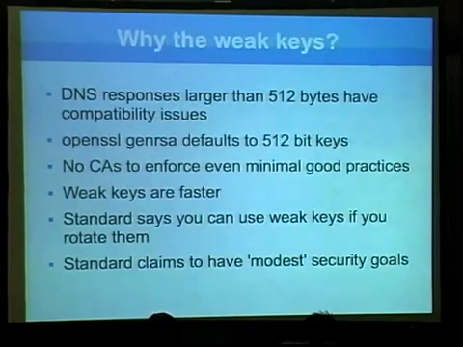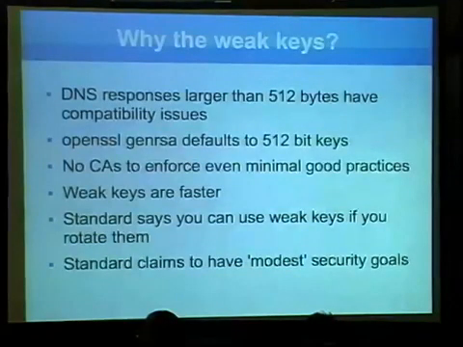So, why would people use these shitty keys? DNS has been around since the dawn of the internet, pretty much. It's a 30-year-old protocol. Dial-up was the norm when it was invented, and dial-up had a maximum transmission unit of 576 bytes. So you had your IP header, your UDP header, and then your DNS response, and that all had to fit in 576 bytes to work well. So they rounded down to 512 bytes. That's the maximum size of a DNS packet over UDP.